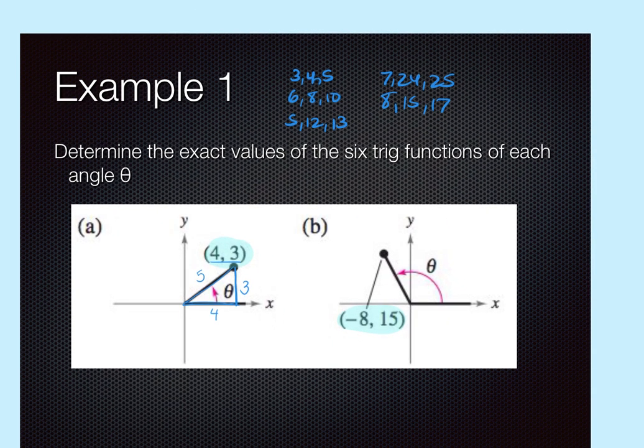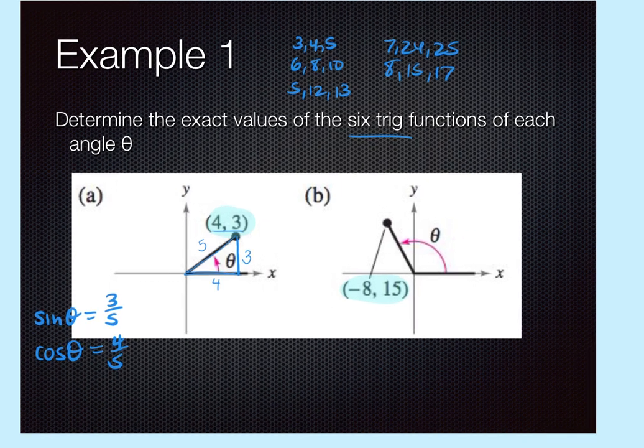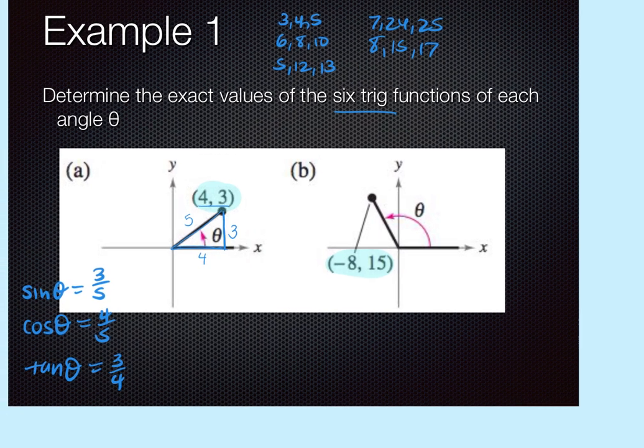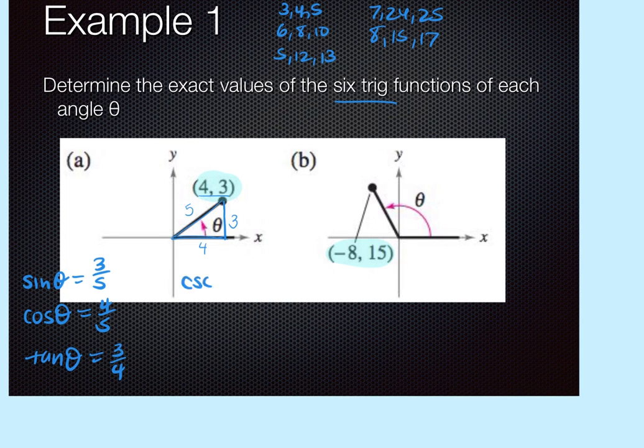So now given that, it wants you to find all 6. The sine of theta is opposite over hypotenuse, 3 over 5. Cosine of theta is adjacent over hypotenuse, 4 over 5. Tangent of theta is opposite over adjacent, 3 over 4. Then we flip them to get the rest. So cosecant, 5 over 3. Secant, 5 over 4. Cotangent, 4 over 3. Questions so far?